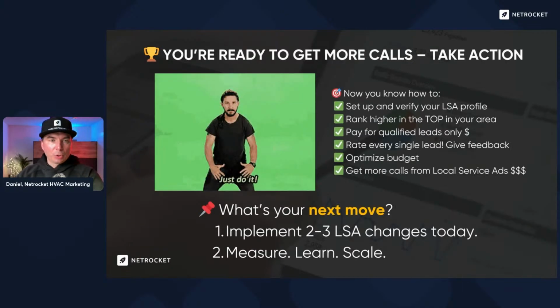So we are done. And right now, I'm sure you're ready to get more calls, so take action. I recommend you implement at least 2-3 LSA changes today or this week, and measure, learn and scale after that. It may take 2-3 weeks to see Google's reaction. Sometimes it works faster, but you need to spend some time playing with the account.